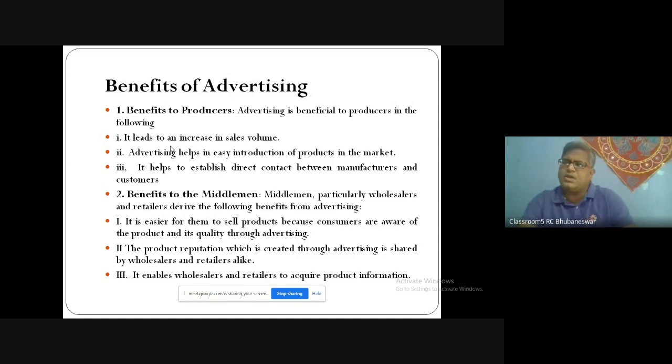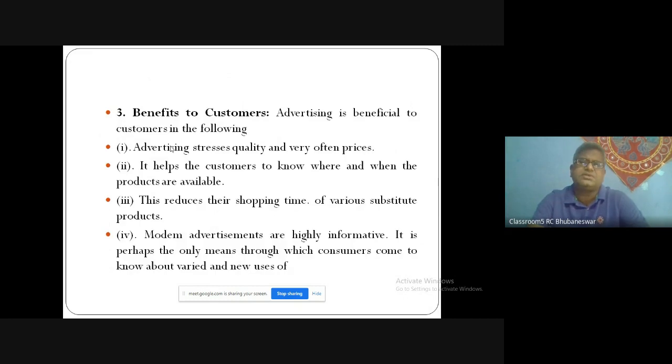But if you talk about benefits to the middleman, I have already discussed in the distribution channel who is called a middleman and what the types of middlemen are. Middlemen are wholesalers and retailers. It is easy for them to sell the product to the customer, product reputation is also created by their selling, and wholesalers and retailers acquire product information also.